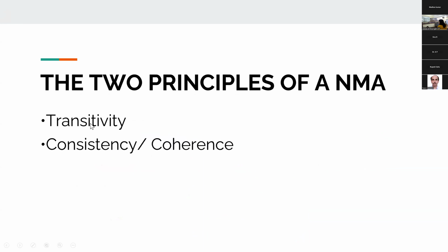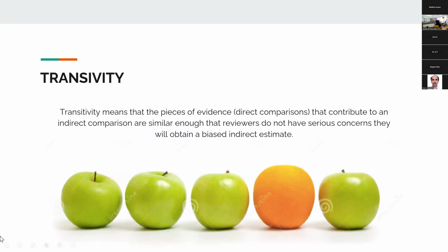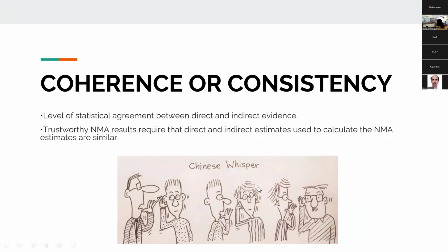Both transitivity and coherence have to be fulfilled for a successful network meta-analysis to be calculated. The analogy I took here is Chinese whisper, right? When someone tells a secret and the other person has to pass on the secret, the first person has to relay the secret properly for the second person to pass on that information. And the information that this third person gets is only as good as the first and second person's information.